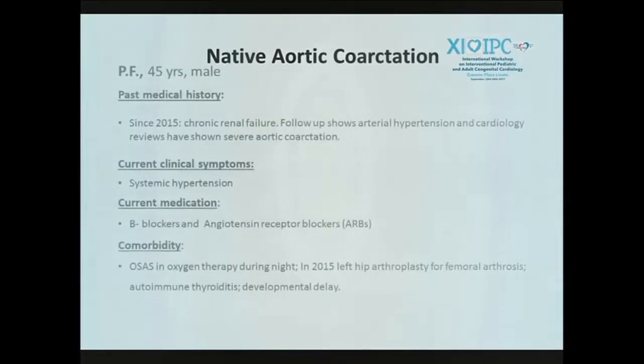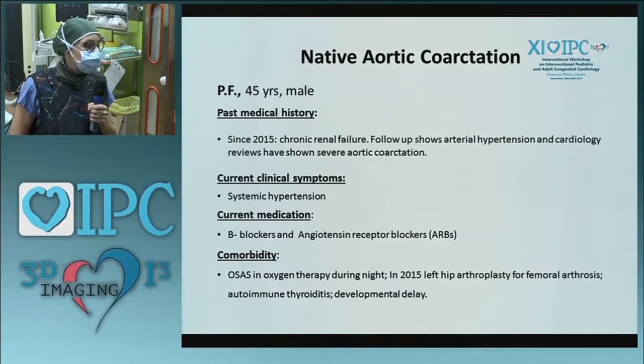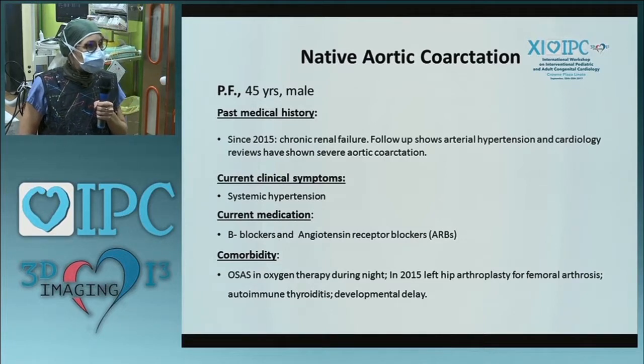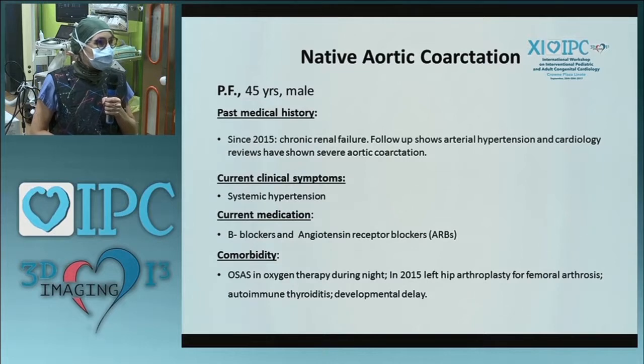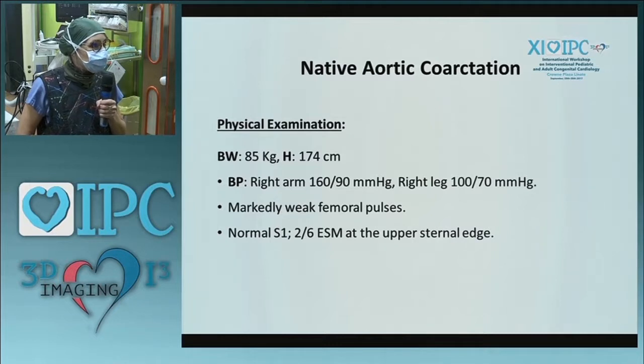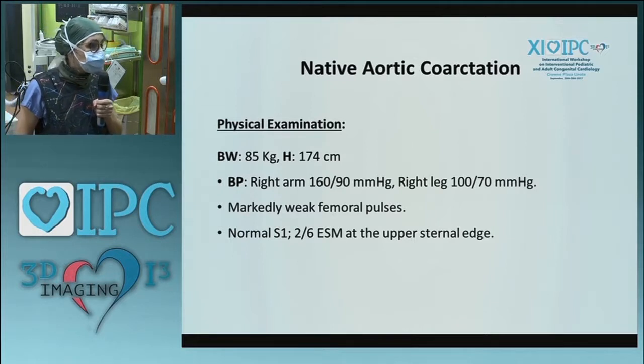Good morning, everybody. I present you this 45-year-old male with a mild degree of developmental delay. He was investigated for chronic renal failure and systemic hypertension, actually treated with atenolol and irbesartan. Subsequently, cardiology reviews have shown severe aortic coarctation. At physical examination, we have a significant pressure gradient between right arm and leg, and markedly weak femoral pulses.